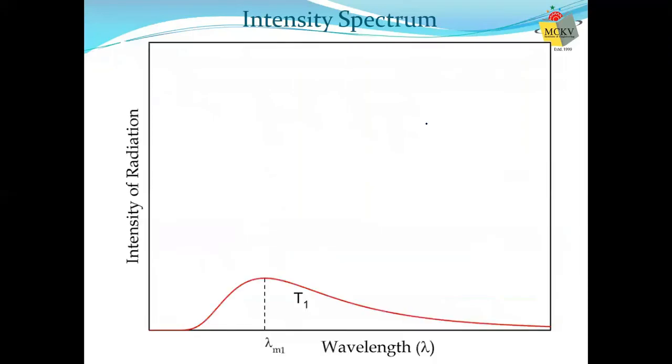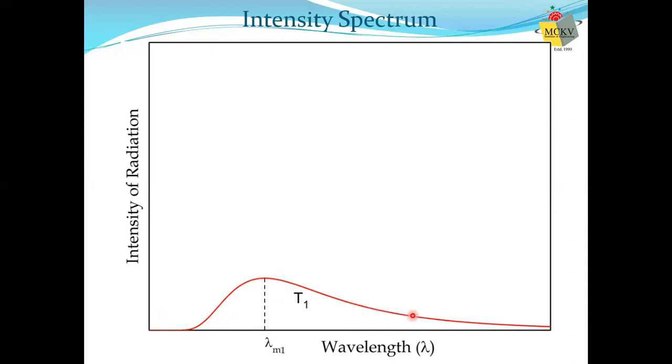And if we look into the intensity spectrum of a black body kept at a temperature T1, say at 1000 Kelvin, then we observe that the intensity, defined as the amount of energy emitted by the black body per unit area per unit time, is not uniformly distributed among all the wavelengths. The intensity increases with increasing wavelength, attains a maximum at a certain wavelength, say lambda m1 for temperature T1, and then decreases monotonically with increasing wavelength.